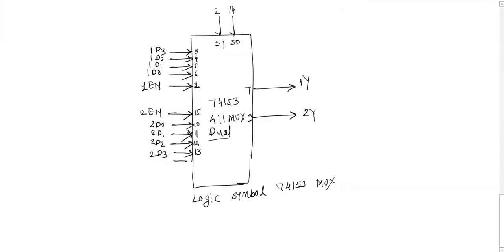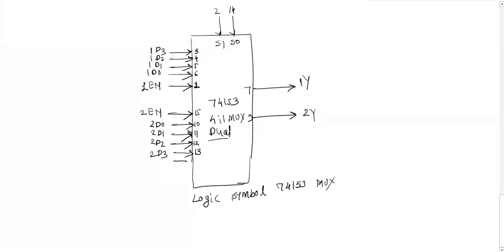74153 multiplexer IC has two 4:1 multiplexers implemented on the IC. The first multiplexer has 4 data inputs and an enable input. The second multiplexer has 4 data inputs and an enable input. The select lines S0, S1 are common inputs to both multiplexer 1 and multiplexer 2. The outputs generated are, the first multiplexer's output is available on pin number 7, and the second multiplexer's output is available on pin number 9.